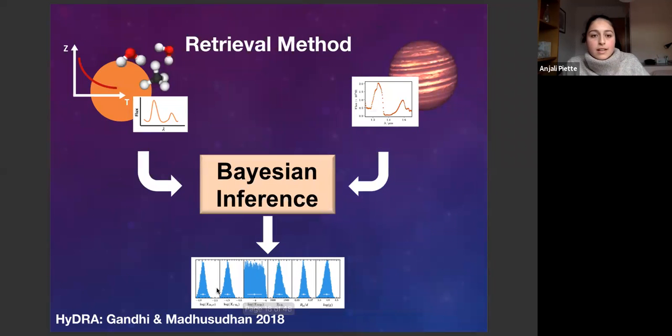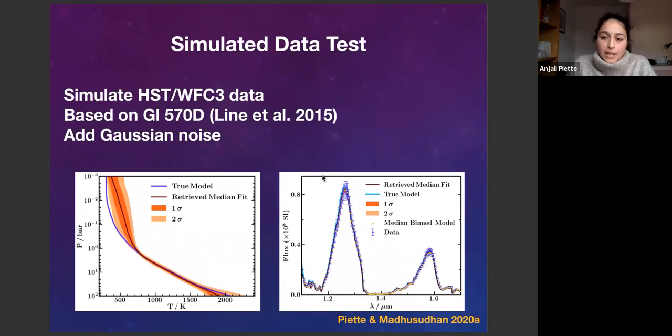So those are the main new model considerations that we've put into this retrieval. And the next step is to test this on a simulated data set. So what we did was to simulate a spectrum at the highest possible resolution. As I mentioned before, we tested these higher spectral and vertical resolutions. That's too computationally expensive to do for every model in the retrieval, but we used those just to calculate one very high resolution model to simulate our data. And we based this on a benchmark test case from Lionel 2015 of Gliese 570D.